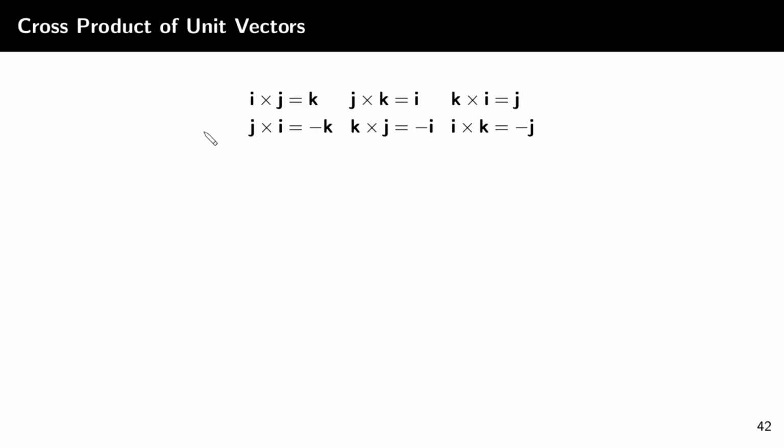Okay. Now, let's look at the cross product of unit vectors. Okay. So, we have i cross j is equal to k, j cross k is equal to i, and k cross i is equal to j. I encourage you to actually prove the first set of cross products. For example, maybe I'll just show you the first one, i cross j. So, let's evaluate i cross j. Let's show that it is equal to k.